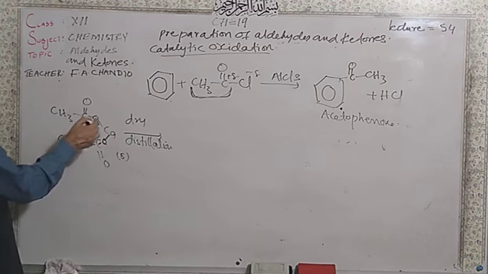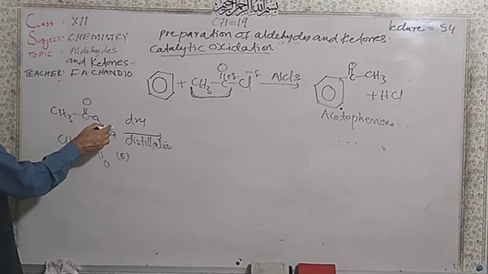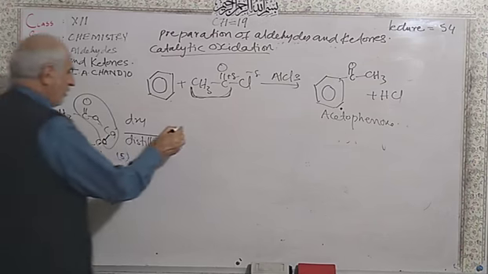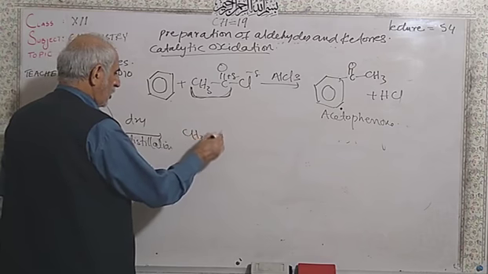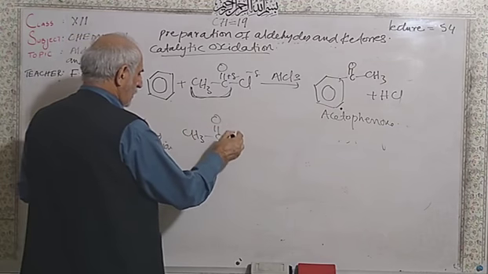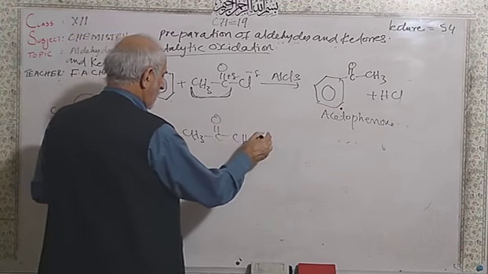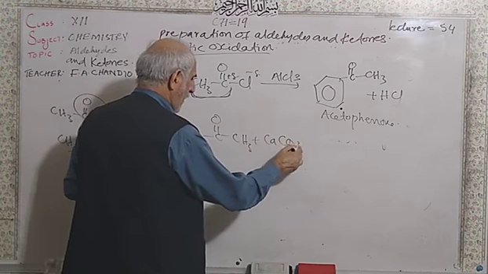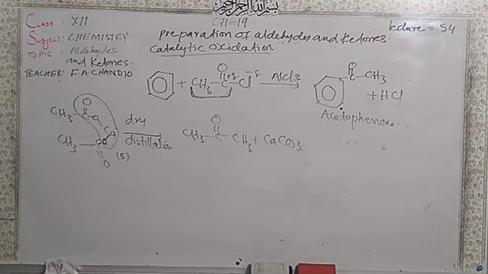So there is a decarboxylation. Calcium carbonate is going to be formed, like this, calcium carbonate and a ketone. Calcium carbonate and ketone are formed here when there is dry distillation of the calcium acetate.